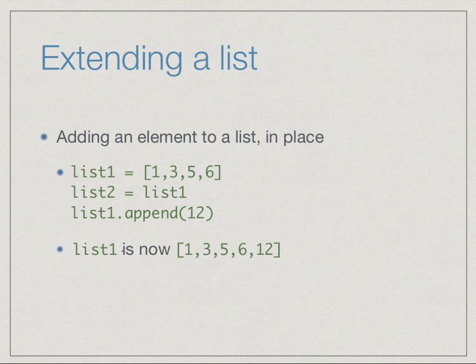So what this does is, of course, it will make list1 now a 5-element list with the original 1356 and a new value 12 at the end. But importantly, this is the old list1. It's not a new list in that sense. So list2 has also changed. Right? So append actually adds a value in place. Both list1 and list2 point to the new list with 12 at the end.